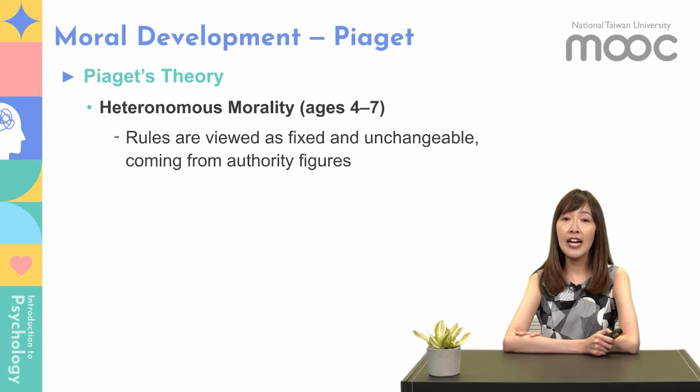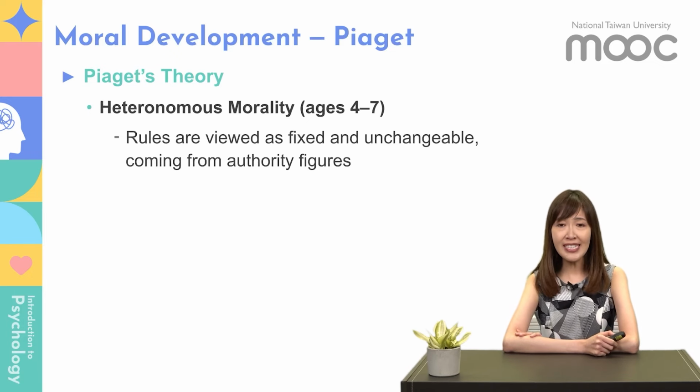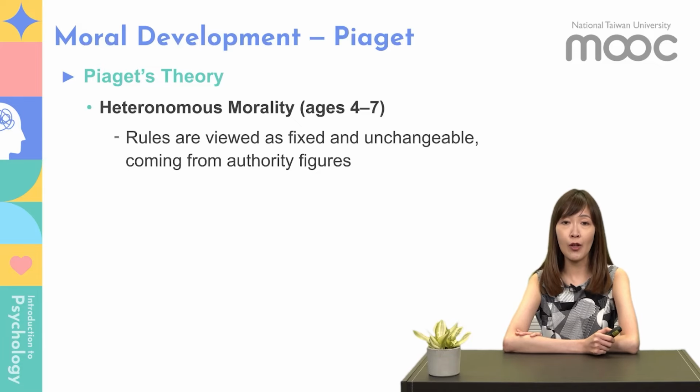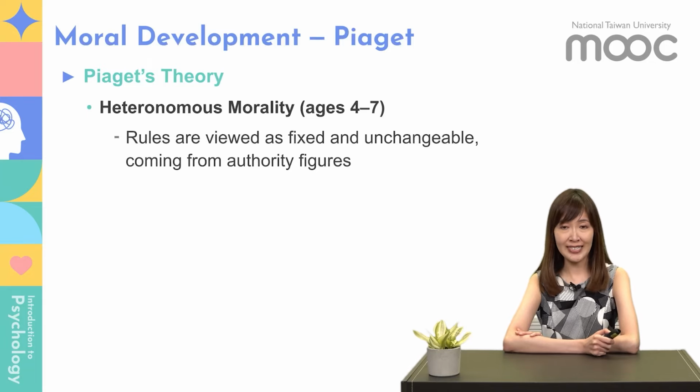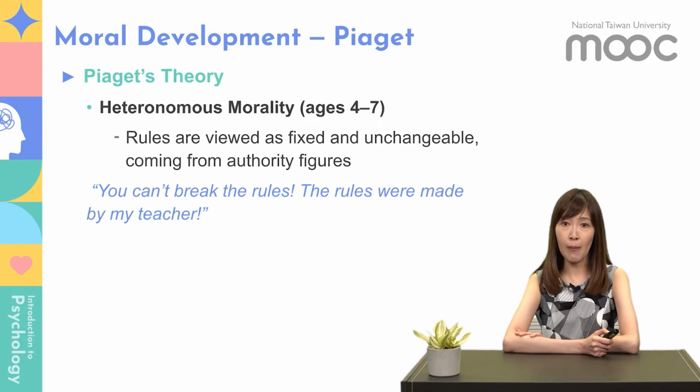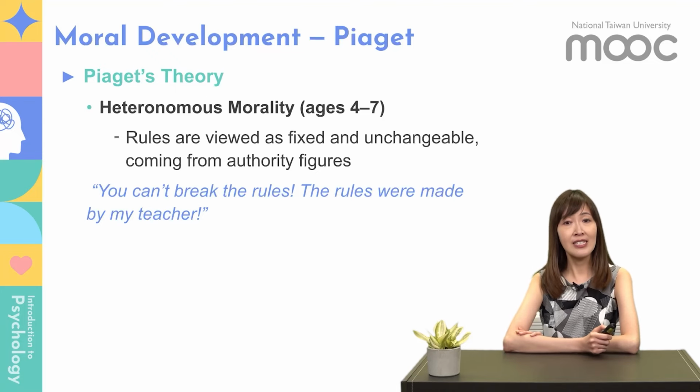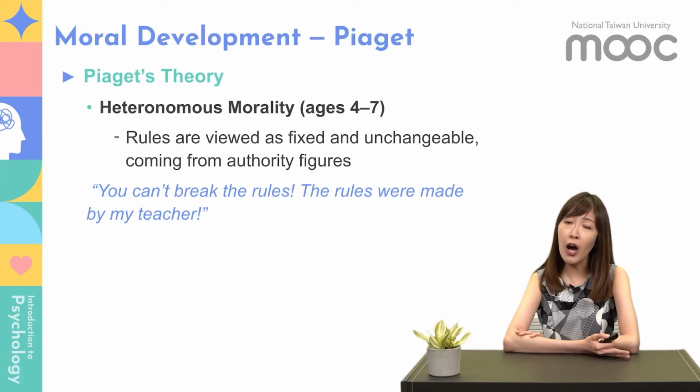The first stage is called heteronomous moral reasoning, and is from ages 4 to 7. During this time, children believe that the rules come from the authority figures, and they have to always follow the rules. So they believe that there are some laws and rules in the society, and naughty behaviors must always be punished. For example, children at this age might say something like this: "You cannot break the rules. The rules were made by my teacher." The teacher is the authority figure. And they might also say something like, "The rules are made by my mom, by the teachers, or by God." And they have to always follow the rules. That is the first stage.